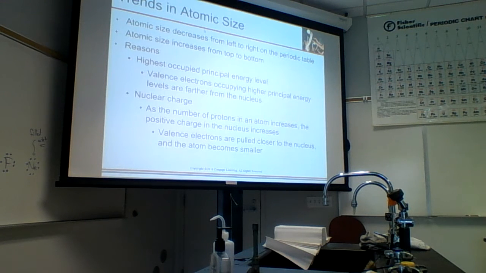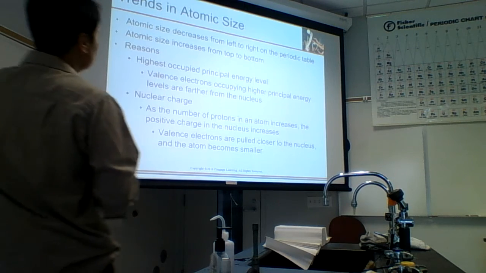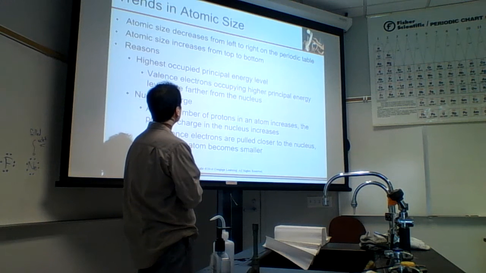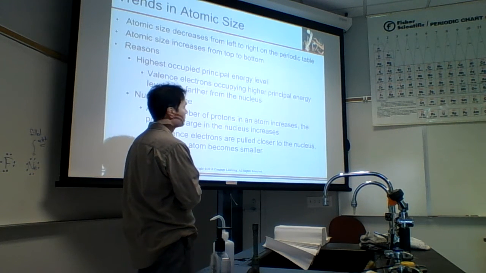So let's look at size now, trends in atomic size. Basically, the smallest atoms are where in the periodic table? We could summarize this slide in this way. The smallest atom is hydrogen or helium. I asked you this a long time ago. Helium. So the smallest atom is helium, top right. The biggest atom is francium, bottom left. So size decreases going left to right. Size increases going from the top to the bottom.